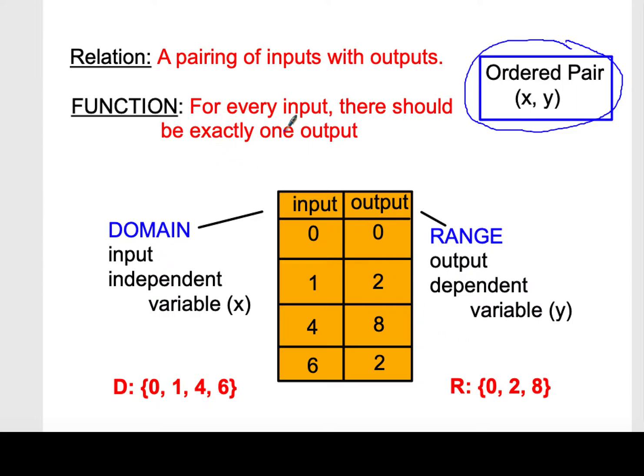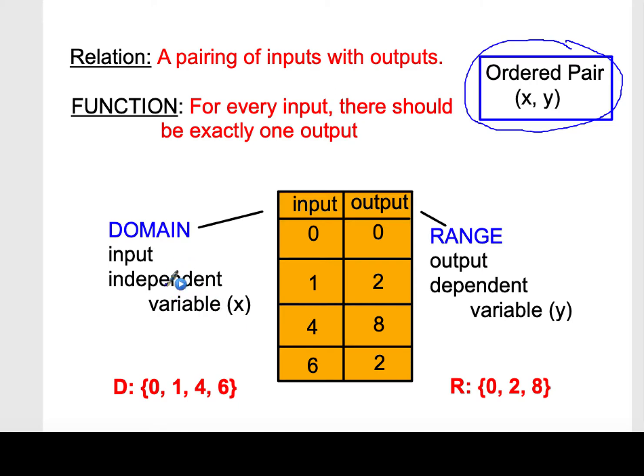Now, a function is a very specific type of relation. For every input in a function, we'll get back exactly one output. So we've got 0 going to 0, 1 goes to 2, 4 goes to 8, 6 goes to 2. Even though 2 came back twice, that's okay. Every input only gave back one exact output.